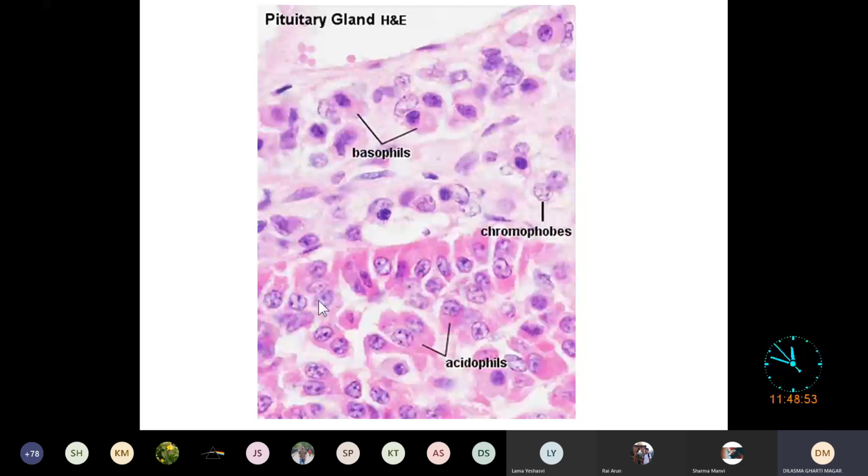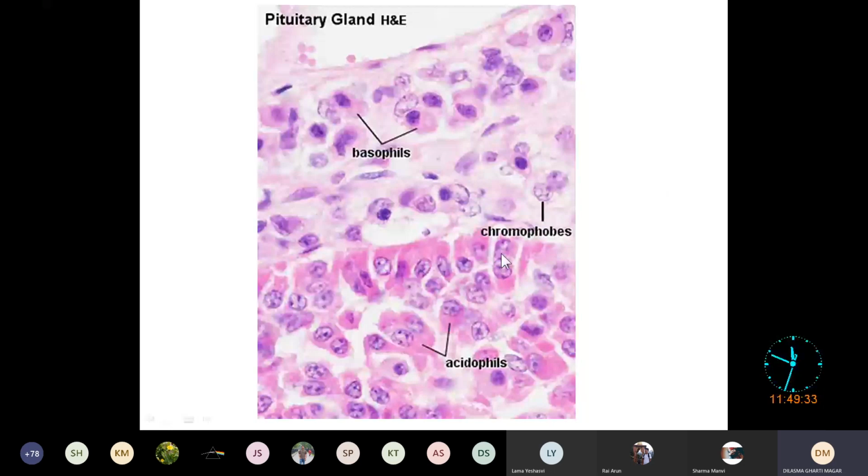Now you see in this H and E slide picture of the pituitary, in the below area there are many cells, and their cytoplasm is somewhat pink, isn't it? The eosin color is there. So these are the acidophilic cells. And the above one, you can see it's not that much acidophilic. The nucleus stains more bluish than the cytoplasm, and it is not as bright as the acidophilic cells. So these are the basophilic cells.